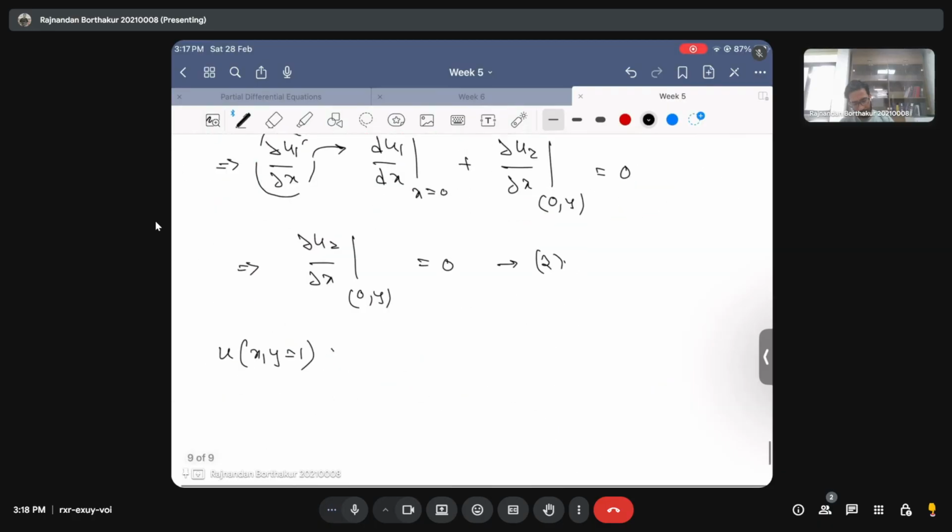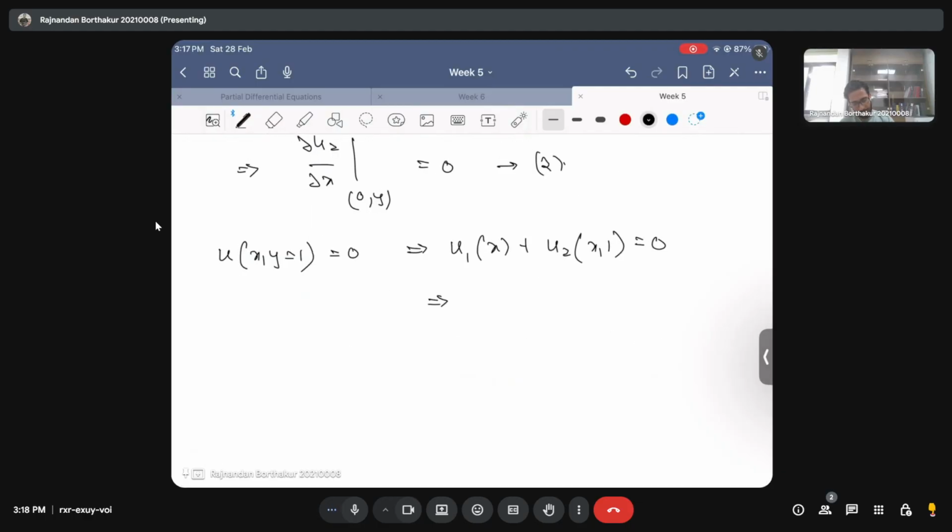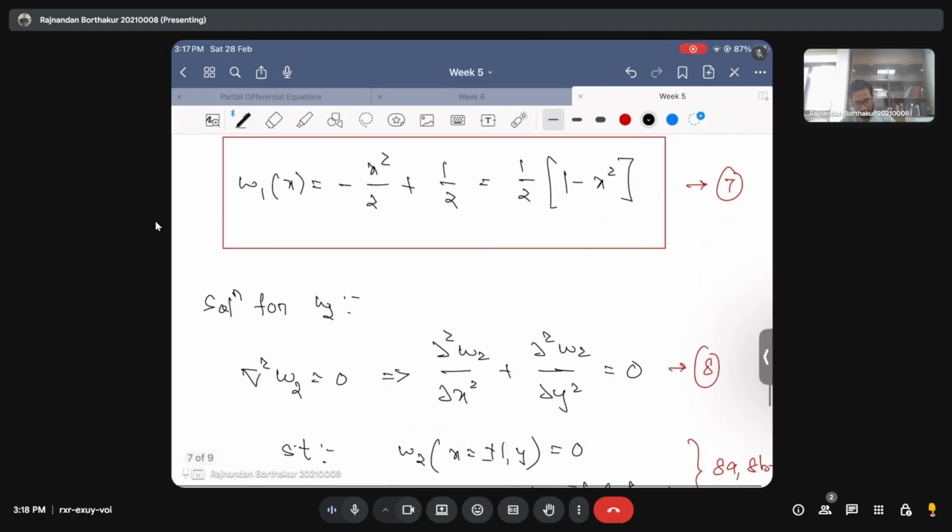Okay, and I can write this as u1 of x plus u2 of x comma 1 is equal to 0. So one of the conditions becomes u2 at x equal to 1 is equal to minus u1 at x equal to 1, and I know what's the value of u1, right? So I know that my u1 is what?